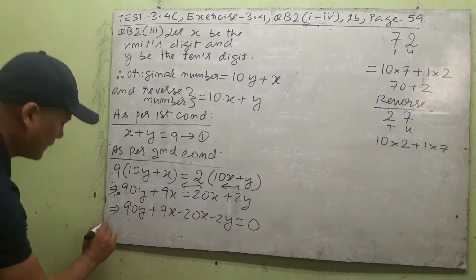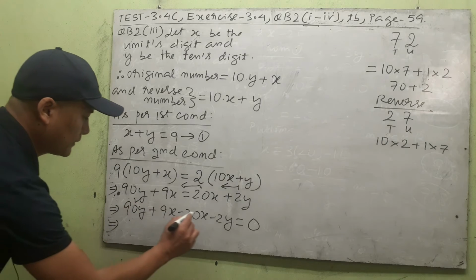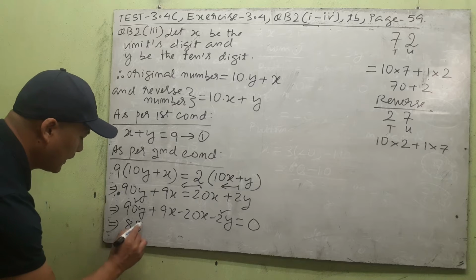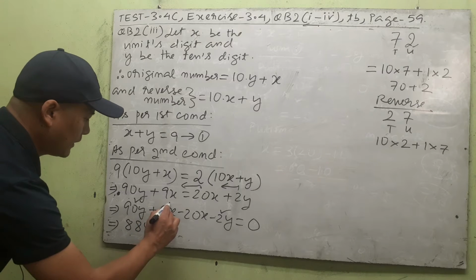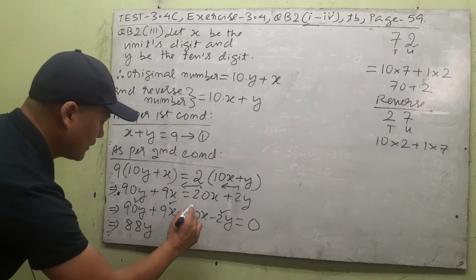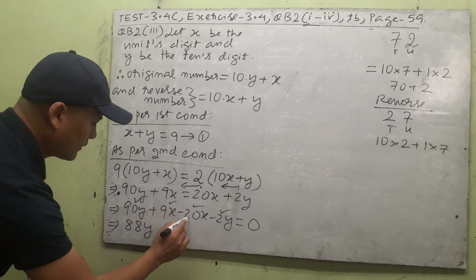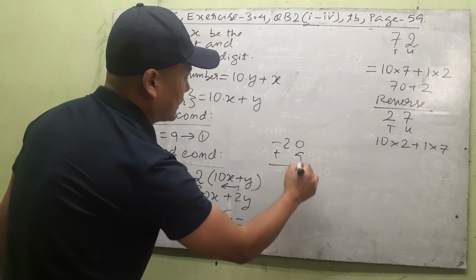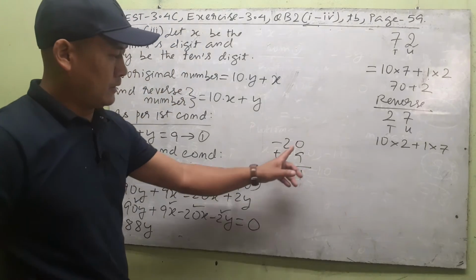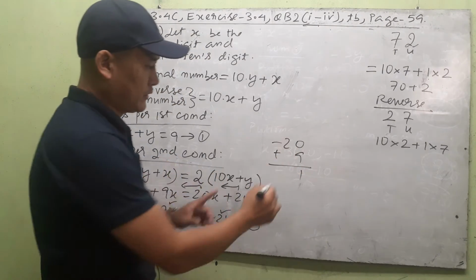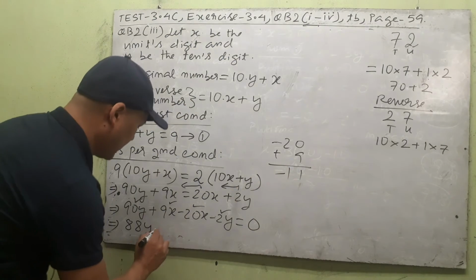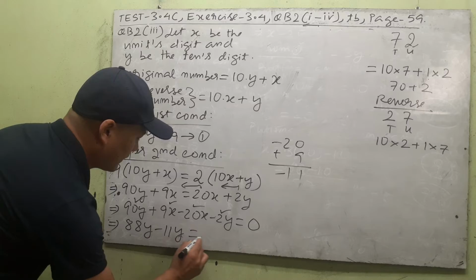That's correct. So here, now 90y minus 2y is 88y. And 9x minus 20x: 20 minus 9, so minus 20 plus 9 subtraction. 10 minus 9 is 1. To make 10 here, we borrowed 1 from here, so only 1 is left. So 11 with a minus sign. So we write here minus 11x is equal to 0.